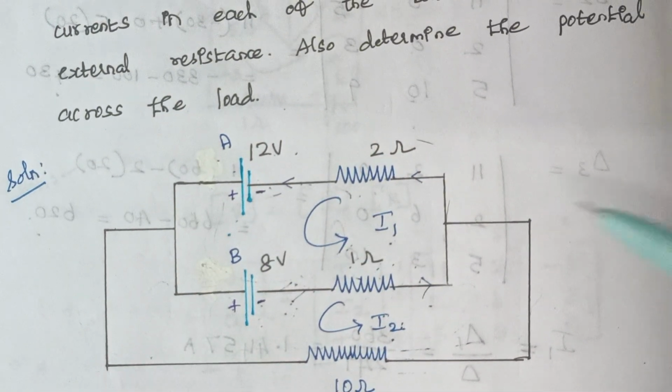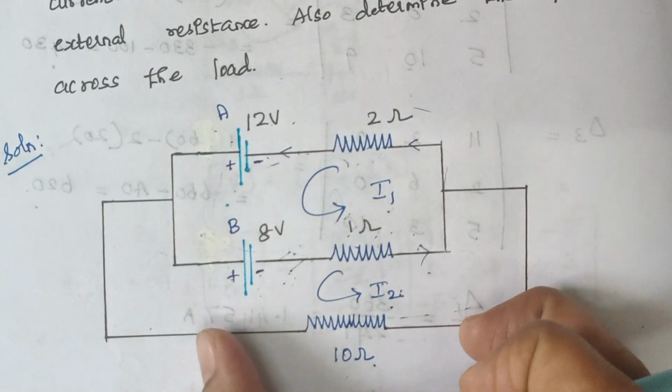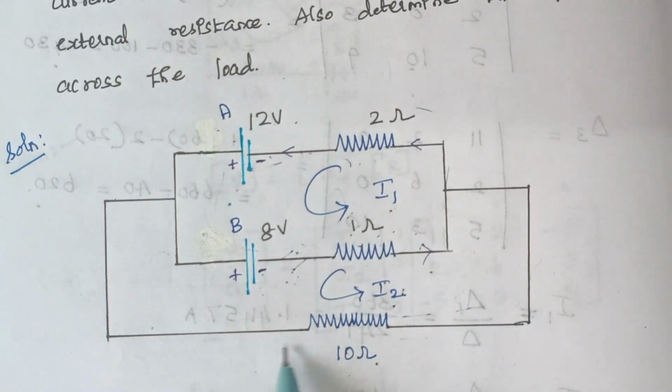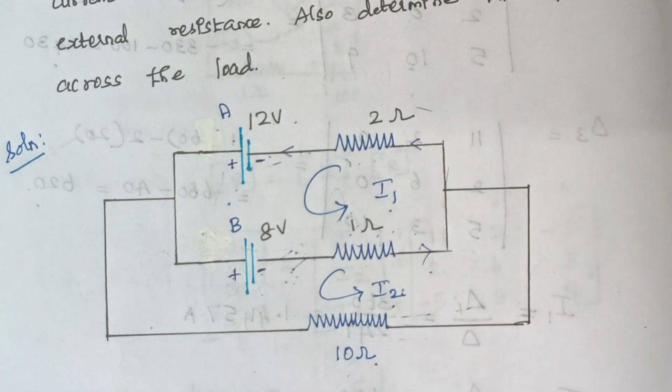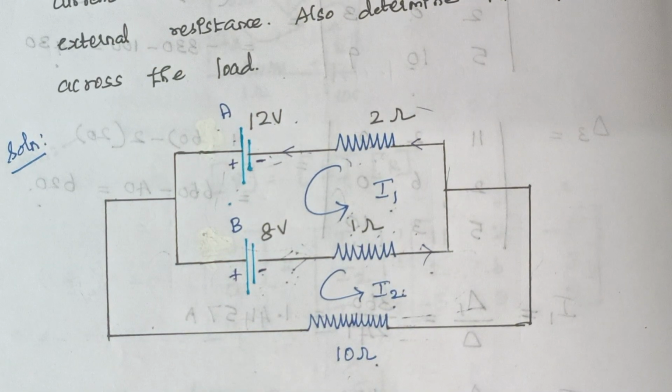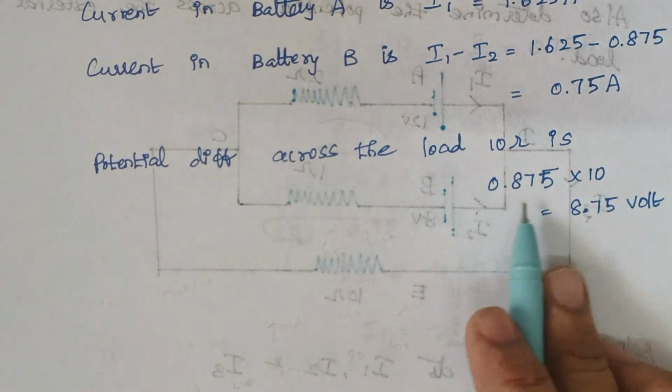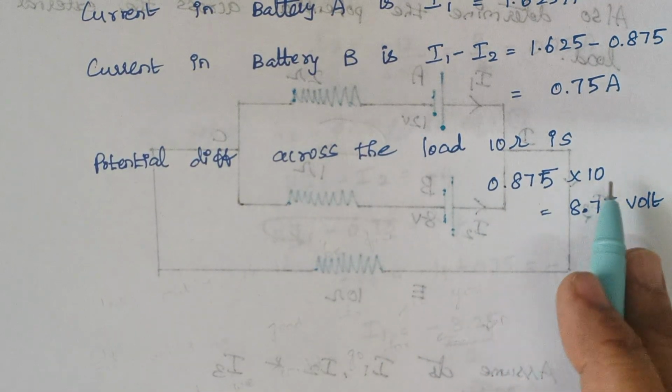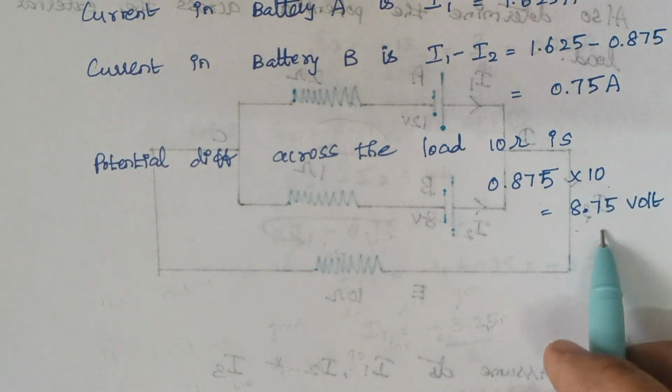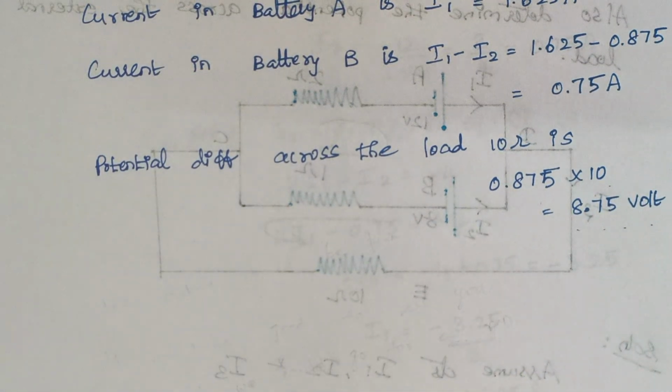And the final thing is to determine the potential across the load, that is, the voltage across this load. We know the value of current flowing through this 10 ohm resistor. So what is the formula for voltage? It is given by I into R. Here I is 0.875 and R is 10. Therefore 8.75 volt is the potential across the load of 10 ohms. So method 1 gets over here.